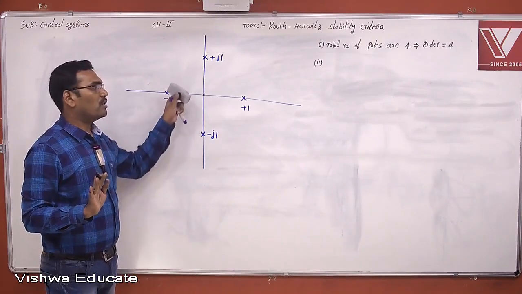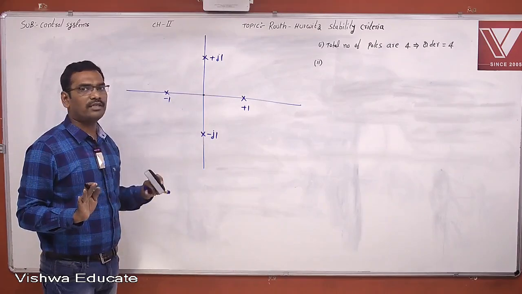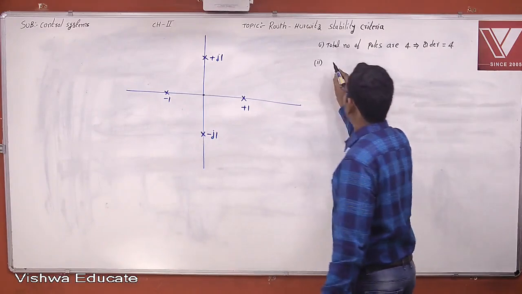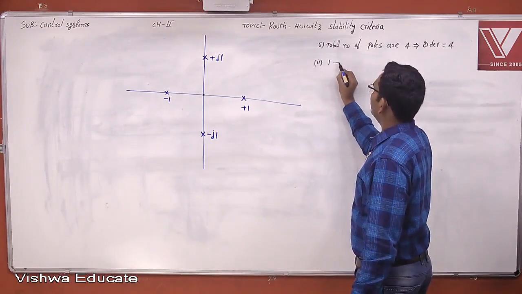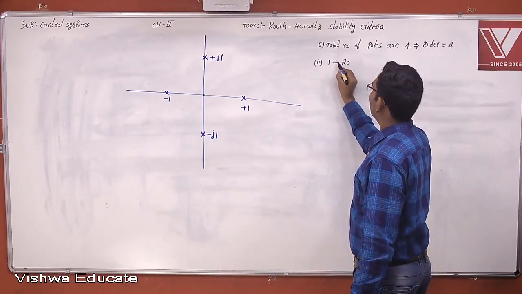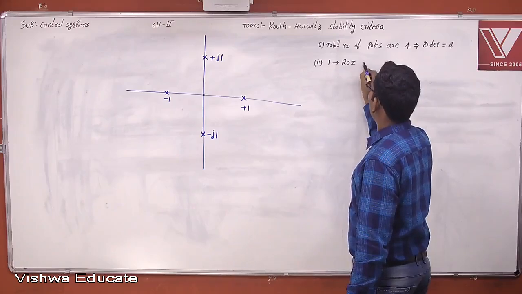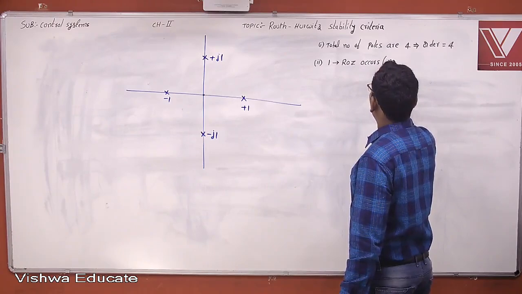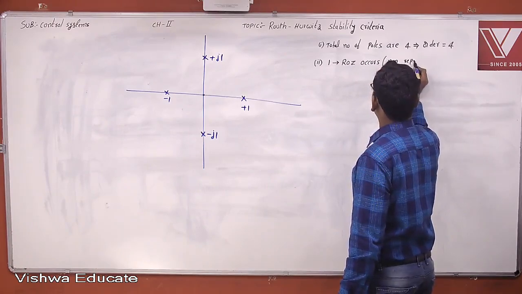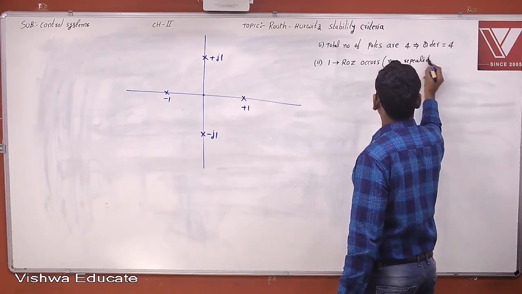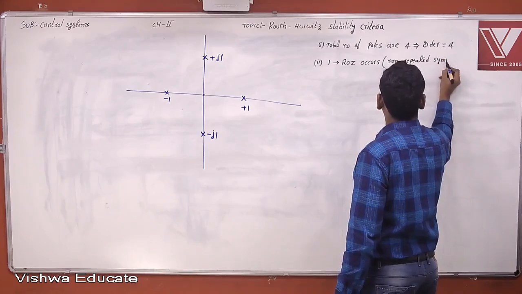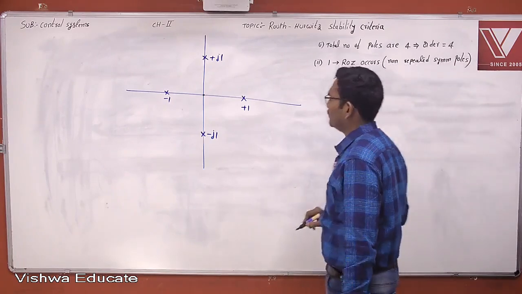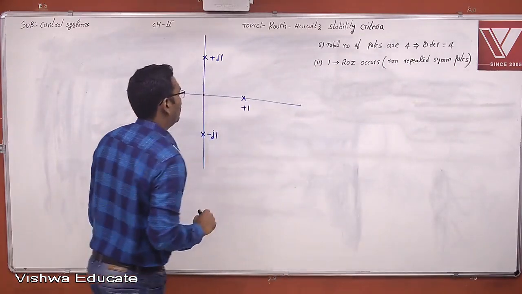So symmetrical poles with respect to origin which are non-repeated, then how many times does the row of zeros occur? One time the row of zeros occurs, because of non-repeated symmetrical poles. Am I right? Next, second point.